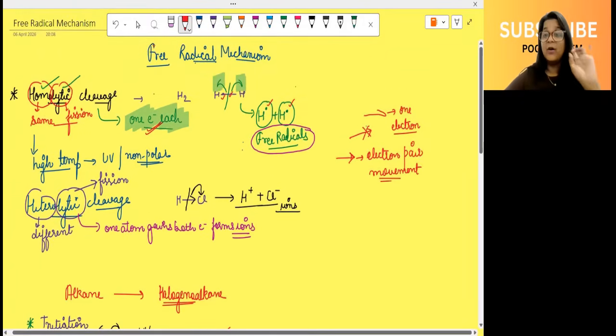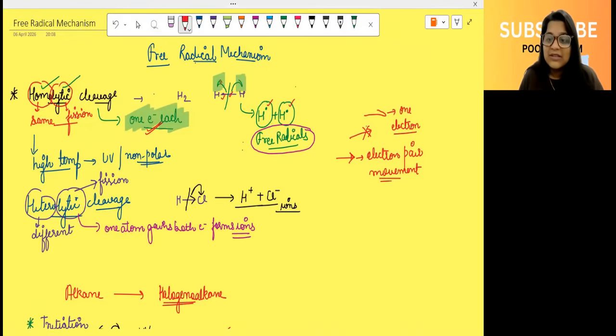Correct? Now, another point to keep in mind: when you show a movement of a single electron, show this fish-hook arrow, which is a single-headed arrow. When you have to show a pair of electrons moving, like in the case of heterolytic cleavage, use a double-headed arrow, right?